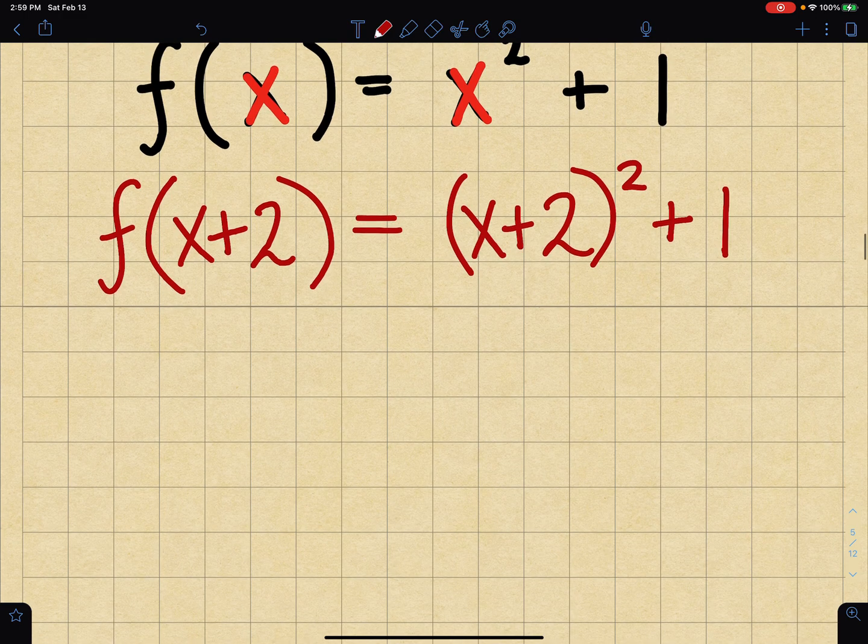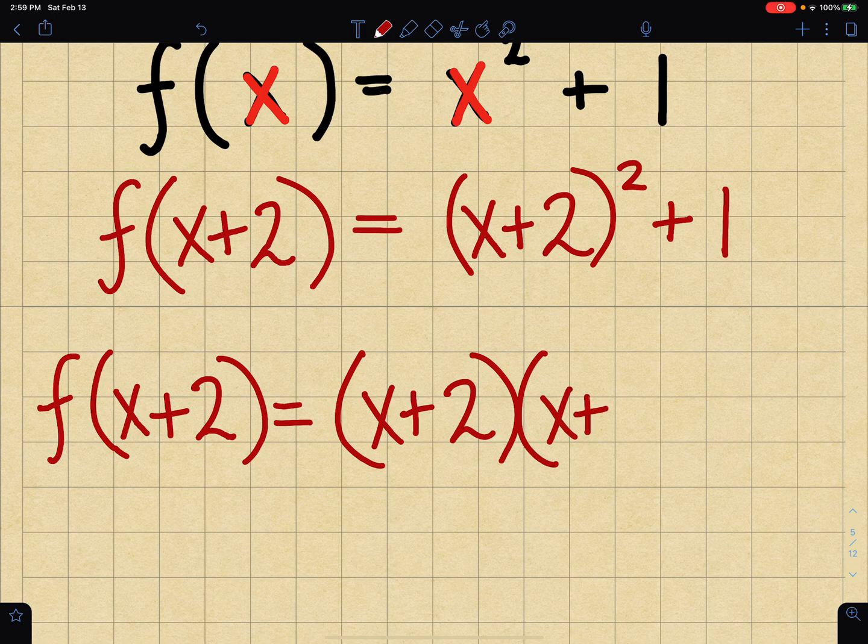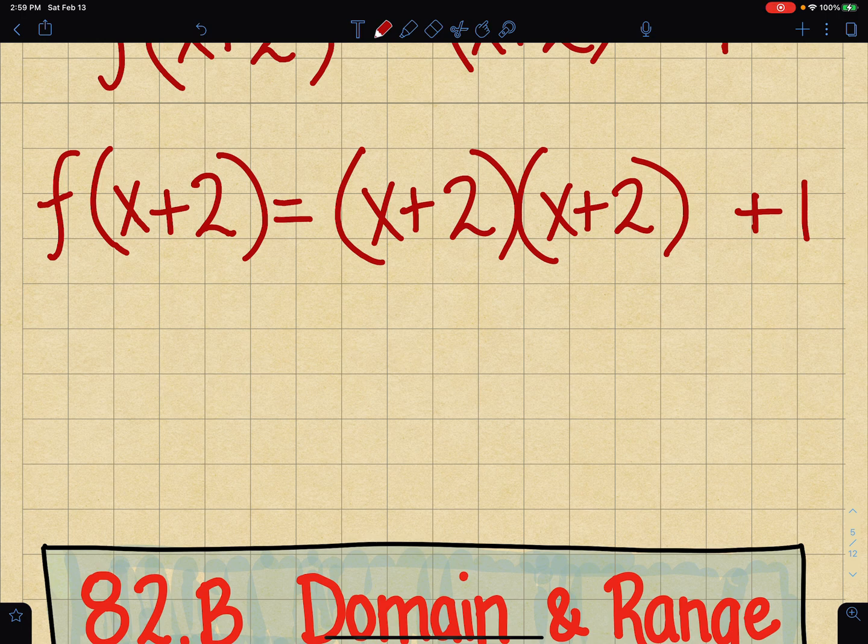Now, don't forget what you have to do when you have a binomial inside the parentheses and then the whole thing squared. It's not just x squared plus 2 squared. No, no, no. Foiled again. You have to FOIL it, right? First, outside, inside, last. So let's do that. So it's basically this, x plus 2 times x plus 2. Okay, and then a plus 1 at the end. So when you multiply that out, you have to do first, okay, and then outside, which is 2x, and then inside, which is another 2x, and then last, which is going to be 4, right?